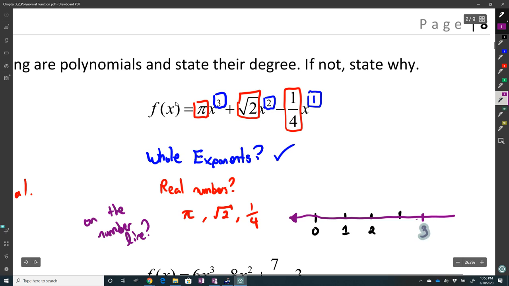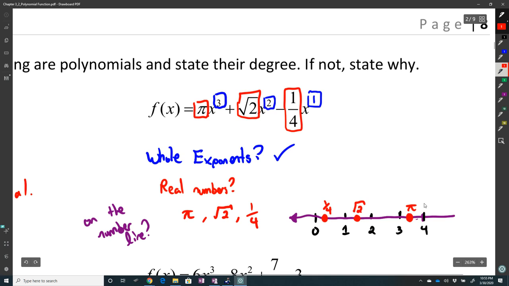Here's 3, here's 4. Yeah, pi is about 3.14, so there's pi. Square root of 2 is about 1.414. And 1/4 is about right there. Meaning that they're all on the number line.